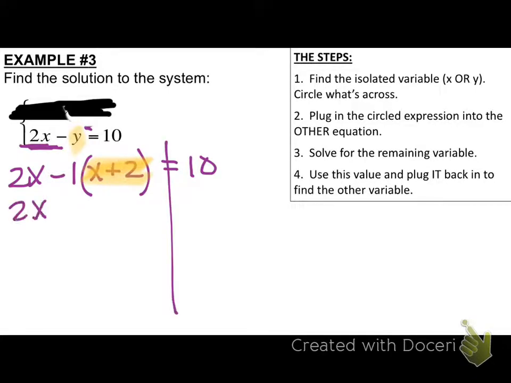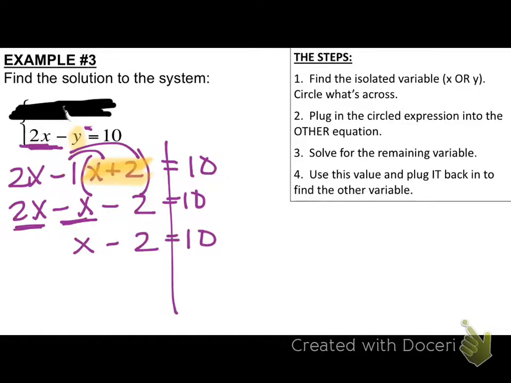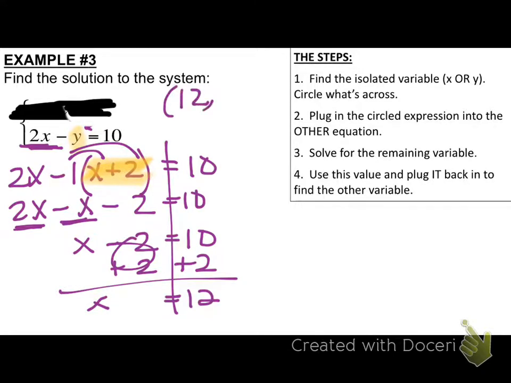So I have 2x minus x minus 2 equals 10. 2x minus x is just x. Plus 2 makes 12. So x is going to be 12. And then go ahead and pause it now if you want to get caught up.